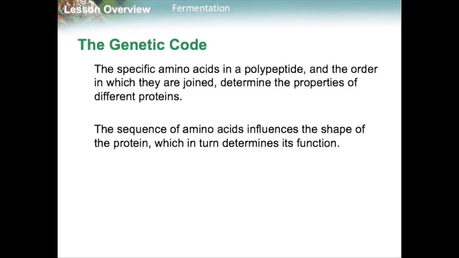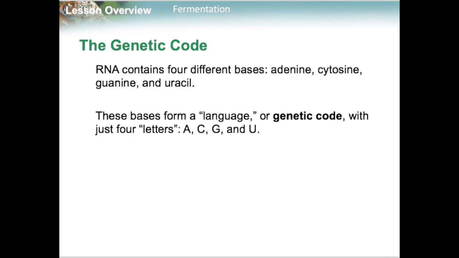The specific amino acids in a polypeptide, and the order in which they're joined, determine the properties of different proteins. It could be something for your lungs, your hair, or your blood, many different things. The sequence influences the shape of the protein, which in turn determines its function. RNA contains 4 different base types, like I said: adenine, cytosine, guanine, and uracil. They form a language, or genetic code, with just those 4 letters.